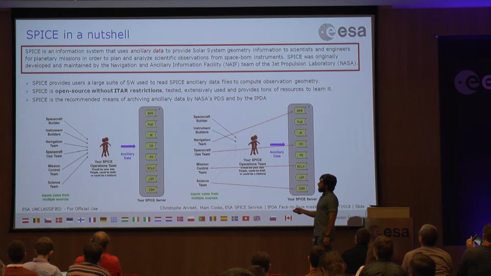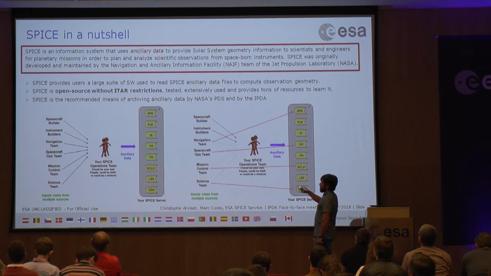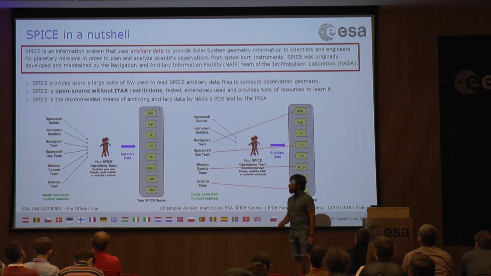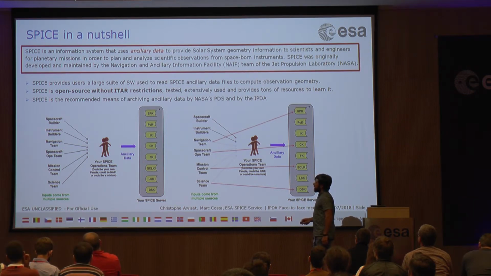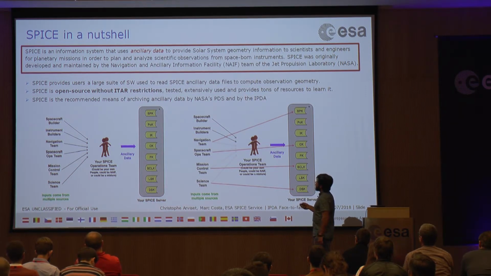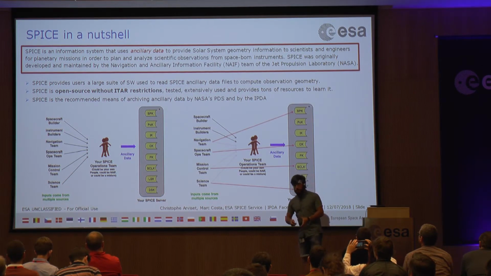So the 3 main points that I would like to outline are: it provides a large suite of software, which I'll show you something about afterwards, to read this data and to compute the observation geometry. It's open source, so the code is open and you can obtain it. It doesn't have any kind of ITAR restrictions, which were discussed briefly yesterday. It's the thing you will ever see that has been tested the most. It's extensively used, and there are way too many resources to learn it.